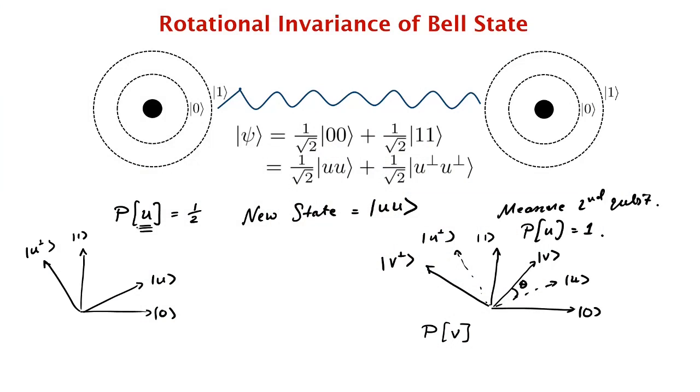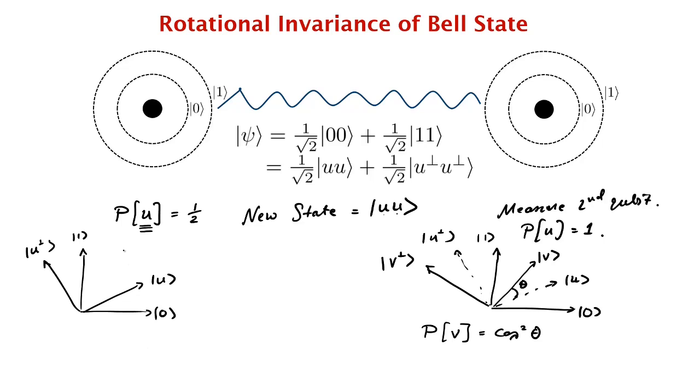Well, the answer is pretty clear, right? So, well, maybe before you look at the answer that I'll go through, think about this for a couple of minutes and see if you can figure it out. Okay, so once you measure the first qubit and you get outcome U, we know that the new state is UU, which means that the state of the second qubit is U. Now what happens when we measure it in the V, VPerp basis? Well, the probability that we see the outcome V is exactly cosine squared theta.